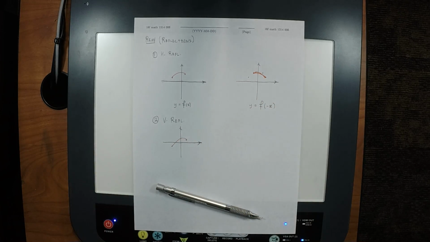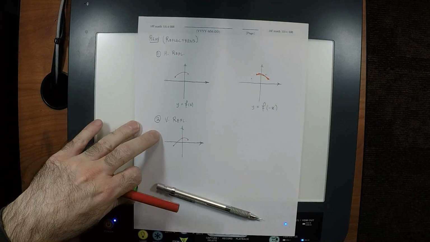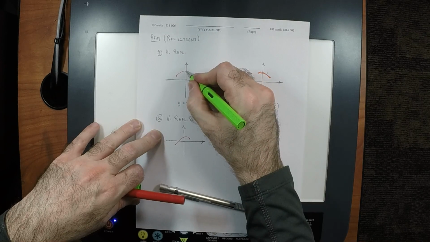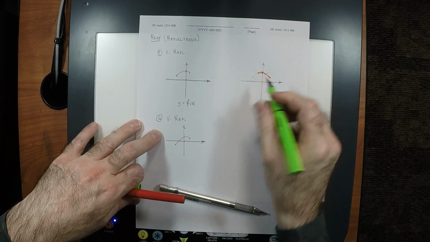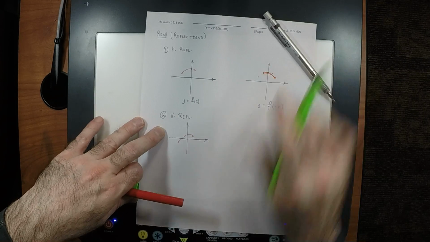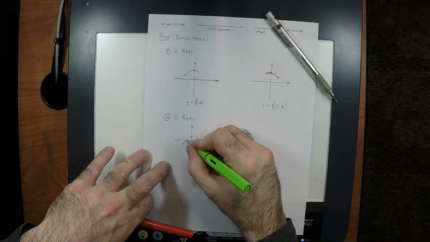So notably, in the horizontal reflection, there was a point that didn't move. Which point didn't move in the horizontal one? Right, that one right there. So that point didn't move. And if we're going to do a vertical reflection, what point's not going to move? That one right there, right?